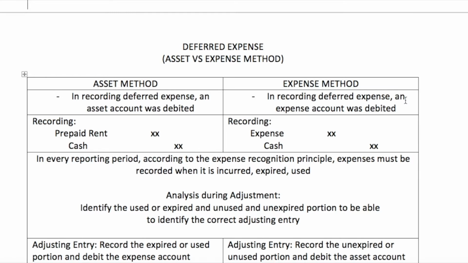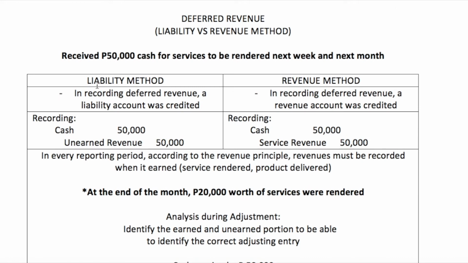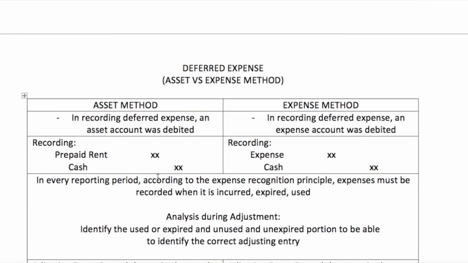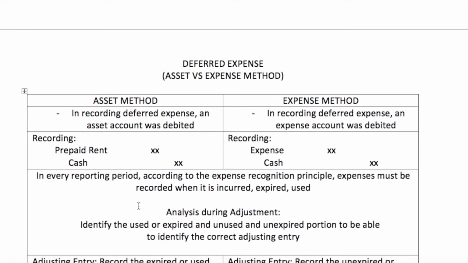Now, the usual thing that we do is we use the asset method. In the asset method, what we debit is the asset. And when we say expense method, what we debit is the expense. Same here. If we say liability method, what we credit is the liability. If we say revenue method, what we credit is the revenue. So what we were used to is this method, the asset method.